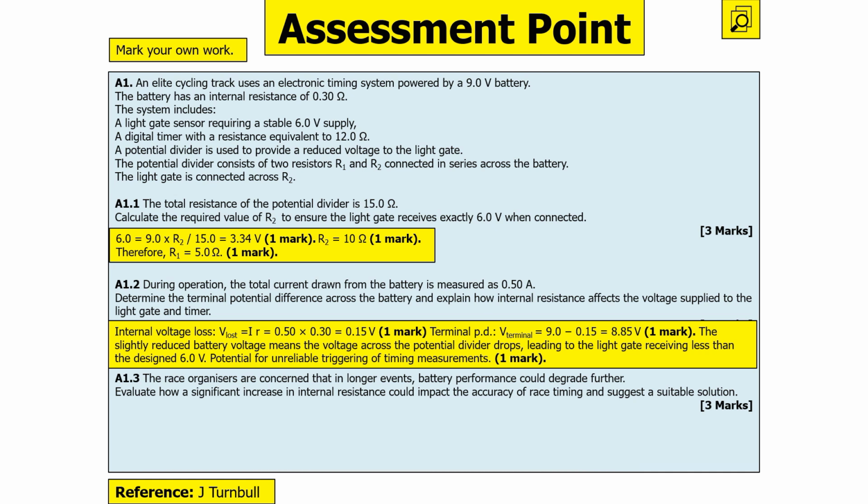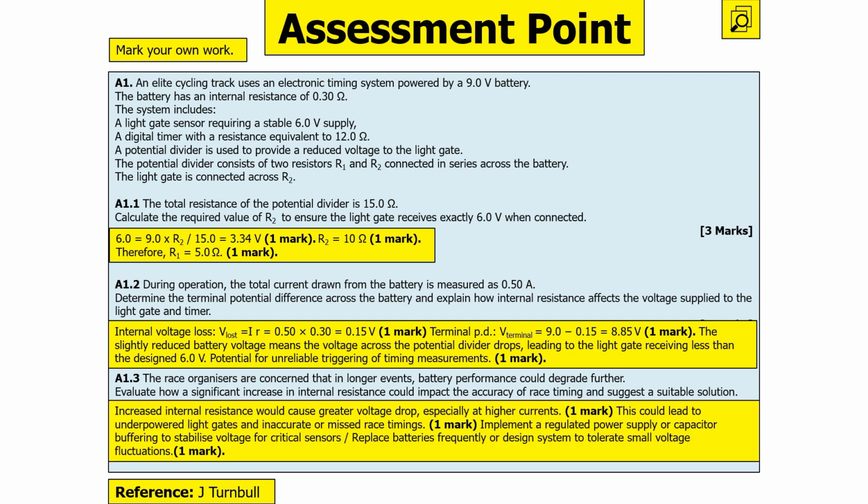Now, the slightly reduced battery voltage means the voltage across the potential divider will drop, leading to the light gate receiving less than the designed 6 volts it needs, which could possibly lead to an unreliable time measurement. An increase in internal resistance would cause a greater voltage drop, especially at higher currents. So this could lead to an underpowered light gate and inaccurate or missed race timings. So they need to implement a regulated power supply or capacitor to stabilise the voltage for critical sensors. Or they could replace batteries more frequently, or design a system that can tolerate small changes in the voltage of the circuit.